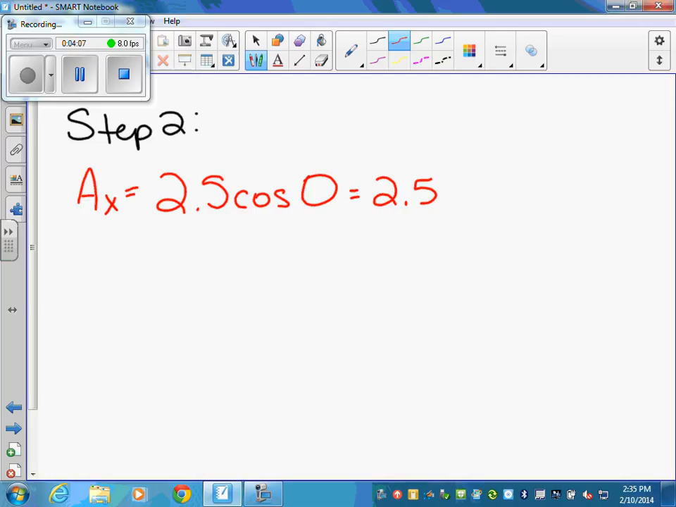Okay, so we had to do cos because it's the x-axis, right? Horizontal. We had to put 2.5 because that was the distance that we were told before, and we put the degrees.